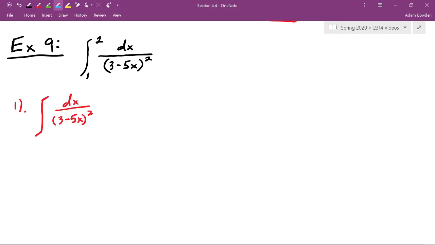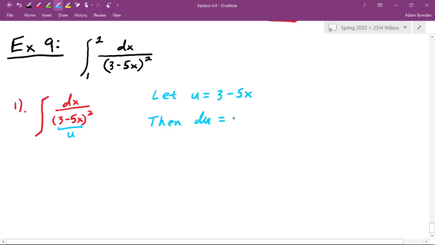Now this is a candidate for taking substitution, integration by substitution. We're going to let u be the inside of those parentheses, so 3 minus 5x. Then du is going to equal negative 5 dx. So when we divide over the negative 5 here, we'll figure out that negative 1/5 du is equal to dx.